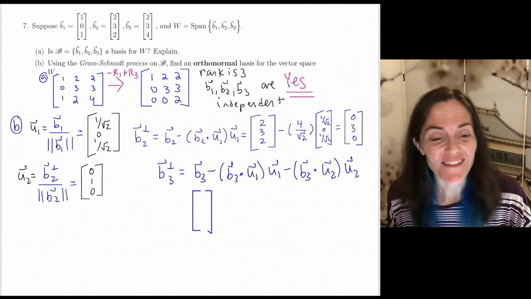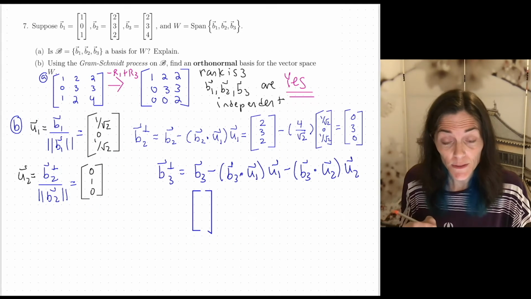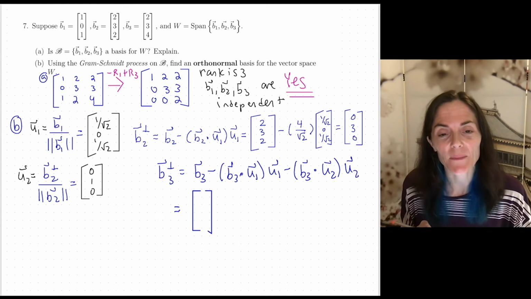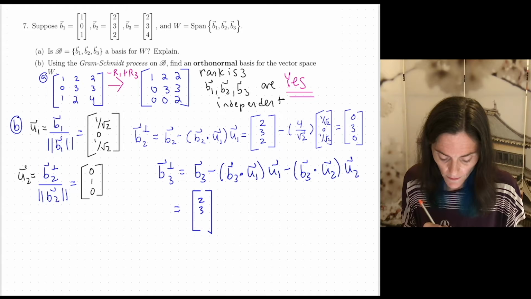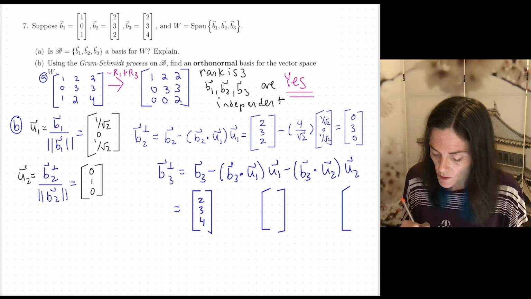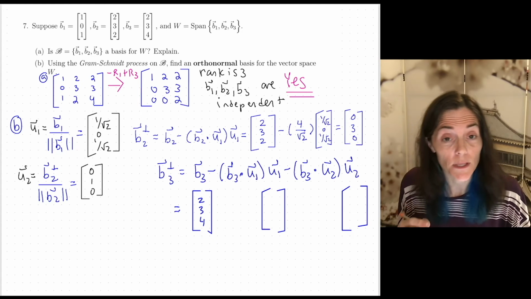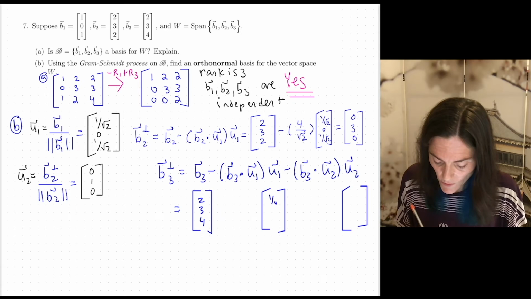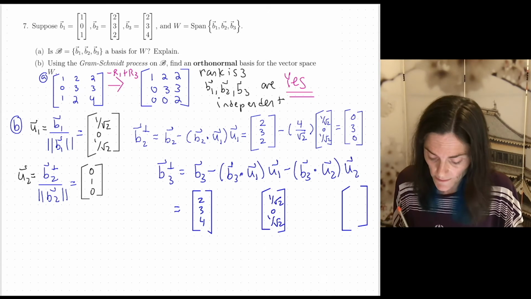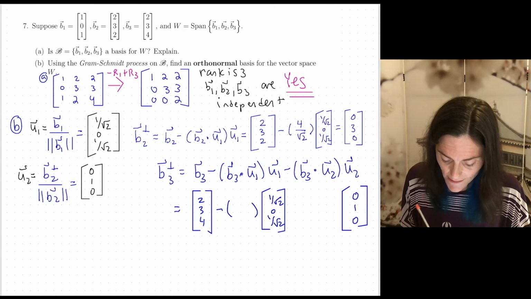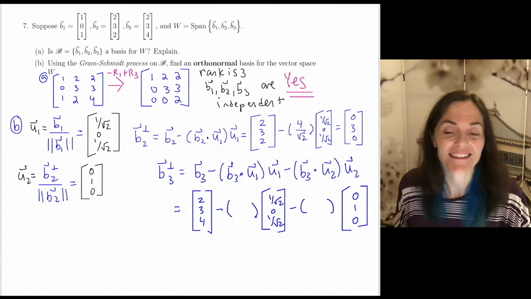I just moved some things around to give myself more space. So we take, I'll pick up exactly where we were. We have B3, which is 2, 3, 4. Okay, then we have a dot product, and then times U1, and another dot product times U2. And U1 is, here I have put it in black, 1 over the square root of 2, 0, 1 over the square root of 2. And U2, this is just 0, 1, 0. Okay, fantastic. Now there's a minus sign, dot product, minus sign, and dot product.